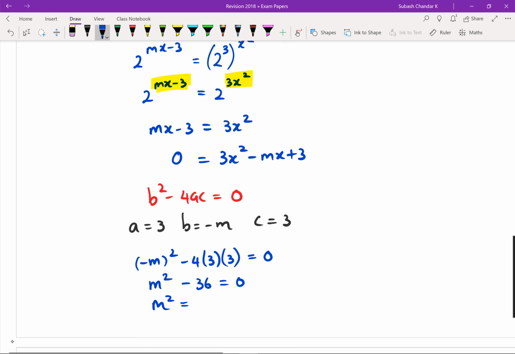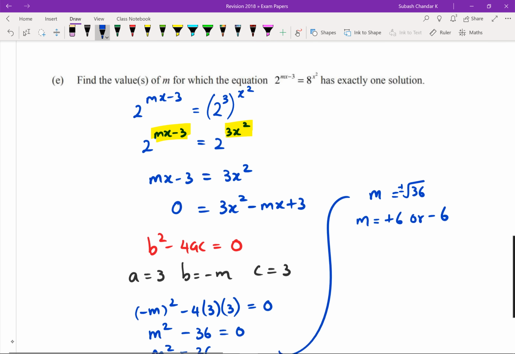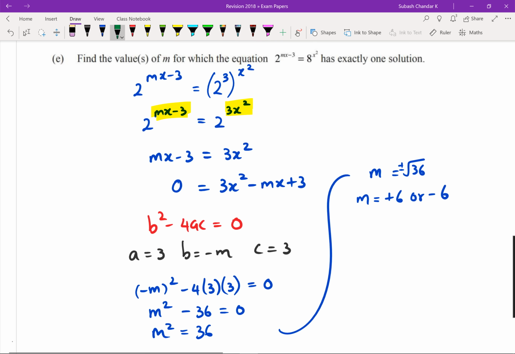Which means m squared is equal to 36. m is equal to the square root of 36, plus or minus of course. So m is equal to plus 6 or minus 6. And guys, nice and easy excellence question right there. Works out really beautifully.